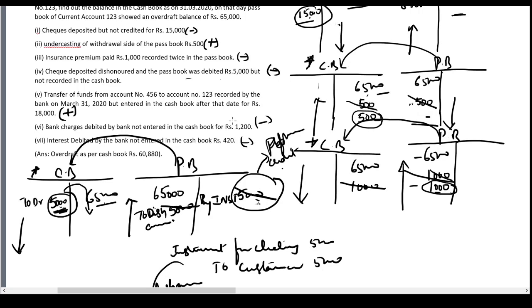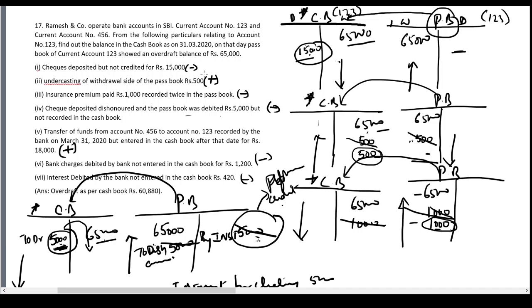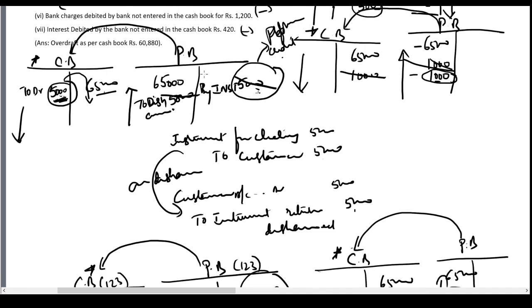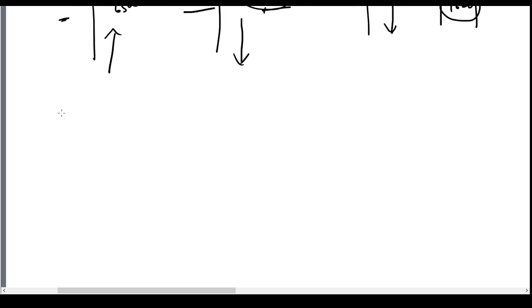Now let us try to arrive at the cash book balance of account number 123 in the books of the business, in the books of Ramesh and Company. Let us start. OD balance as per passbook 65,000. We are starting with overdraft balance as plus here. So if the answer is in plus, that means it is also overdraft balance as per cash book. If the answer comes in minus, then that means it is opposite of overdraft. It becomes favorable balance.